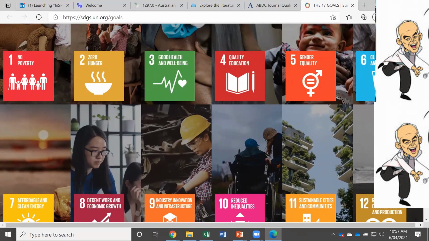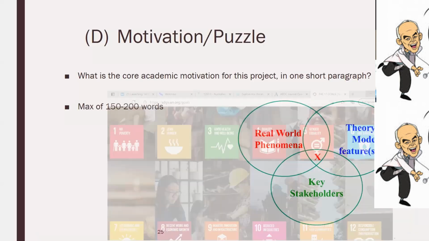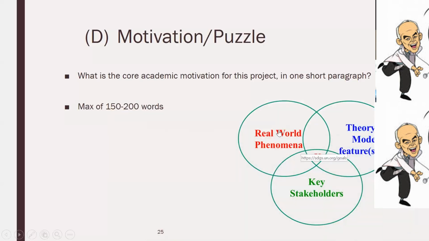So that's a real world phenomena. So if you can relate your project to a sustainable development goal or anything outside it, then you have a good motivation for your research. It means there is a huge demand for the research findings, that we want a solution through your research project. So think about the motivation from a sustainable development viewpoint and real world phenomena.